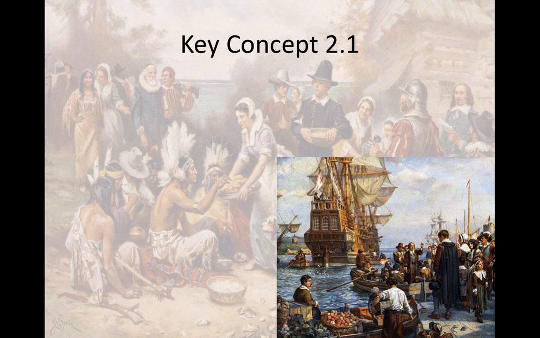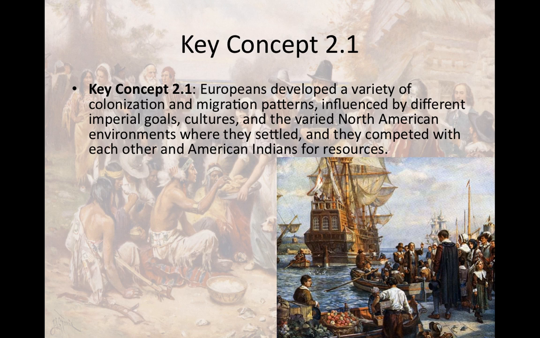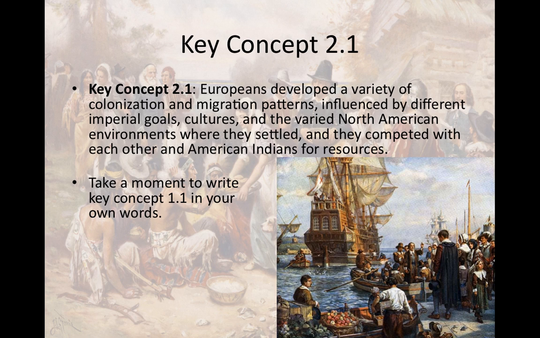So let's go. Key Concept 2.1. Europeans developed a variety of colonization and migration patterns influenced by different imperial goals, cultures, and the varied North American environments where they settled, and they competed with each other and American Indians for resources. Go ahead and take a moment to write Key Concept 2.1 in your own words. That should say 2. It doesn't, but it should. So go ahead and write down Key Concept 2.1 in your own words.